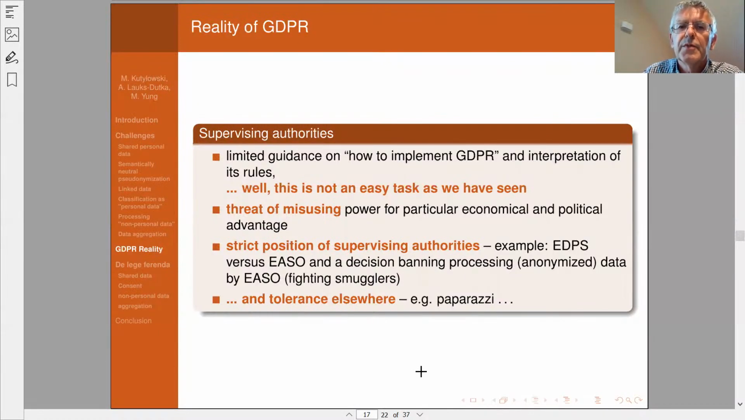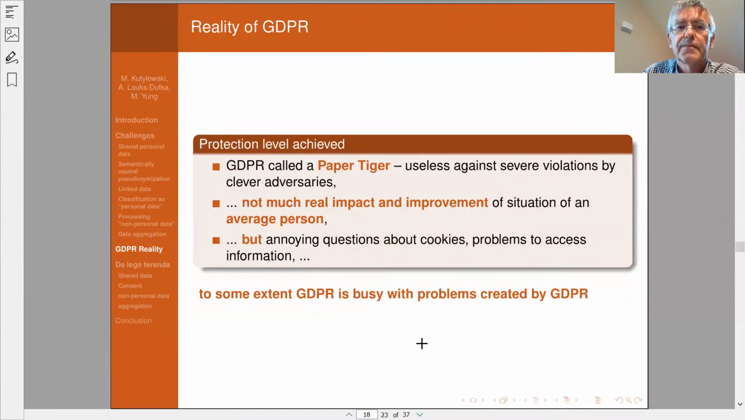There is also a threat of misusing the power of these authorities for some particular economical or political advantage. There is also a strict position of supervising authorities. One of the examples I mentioned here is banning information processing, where the result was fully non-personal and concerned illegal smuggling of people to the EU. And we are not focusing on the real problems like paparazzi disturbing personal rights.